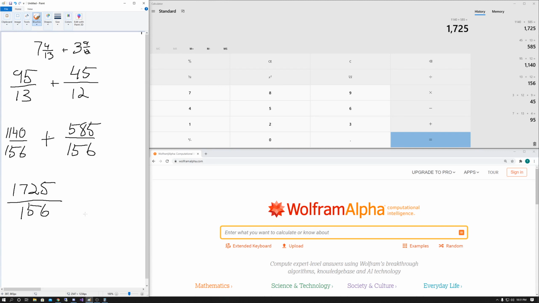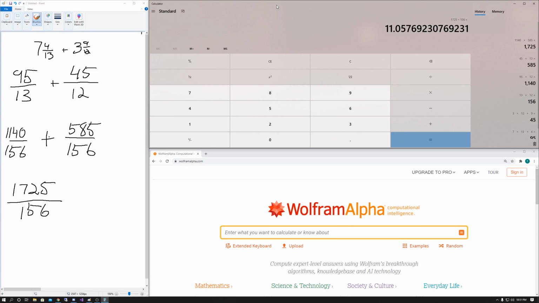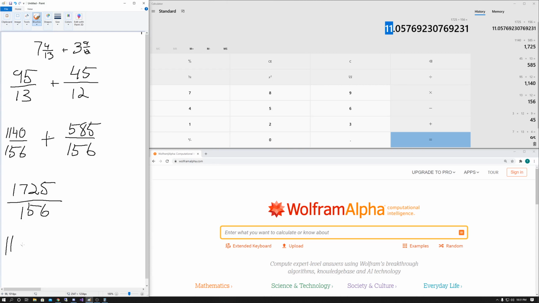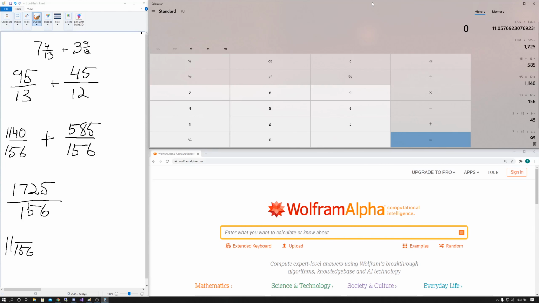Now we got to turn that back into a mixed number. So to do that, we're going to say 1725 divided by 156. We only care about the whole number part, which is 11. We're going to write 11. Bring down the original denominator, which is 156. Alright. Now we're going to take that 11, multiply it by 156, which gives us 1,716.